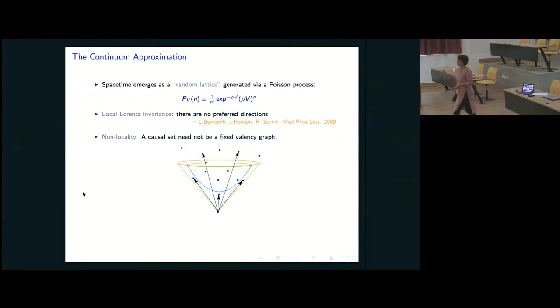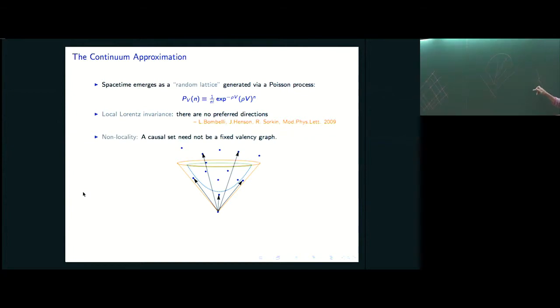Valency is just basically how many, normally when you talk about a graph, you've got a point and the number of nearest neighbors that it has. So in the diamond lattice, for example, you have a valency of 4.